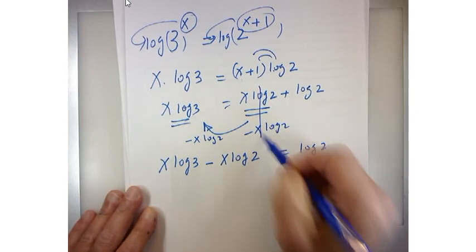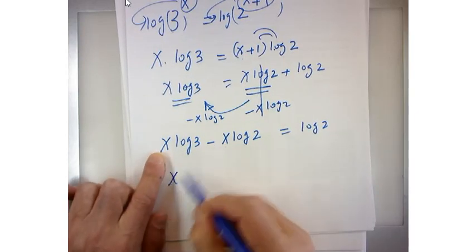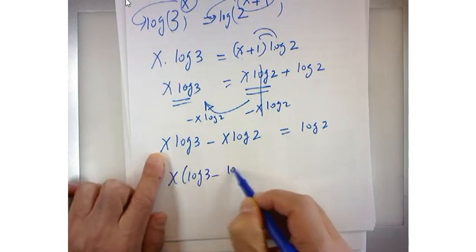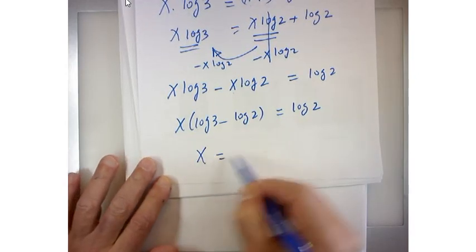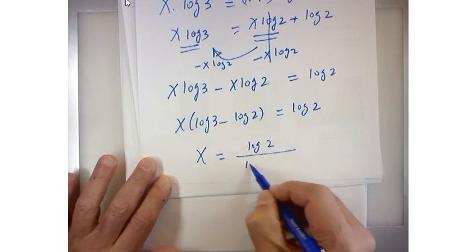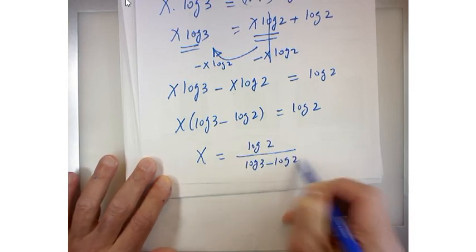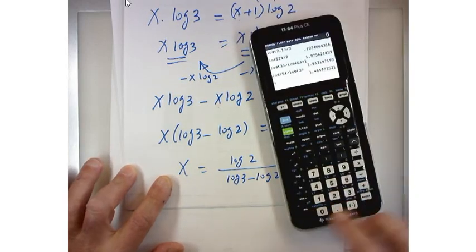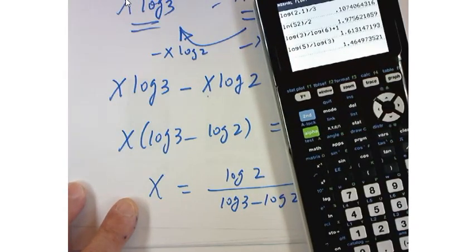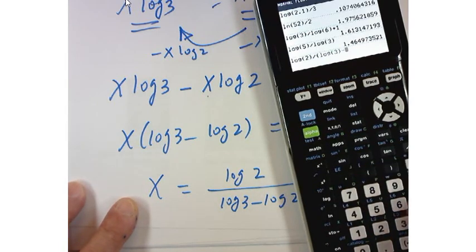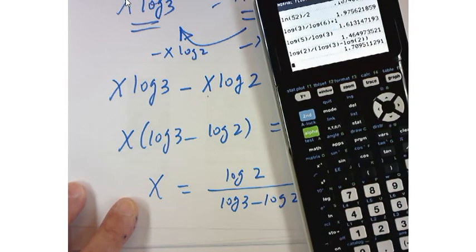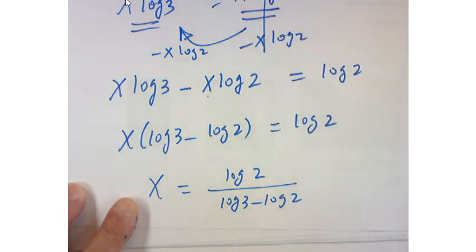Okay, and I can pull out the x to get log 3 minus log 2 times x equals log 2. And now I can divide by log 3 minus log 2, and that would give me x isolated. And now I can put it in my calculator to get the exact answer. Log of 2 divided by log of 3 minus log of 2, and it's roughly 1.7095.